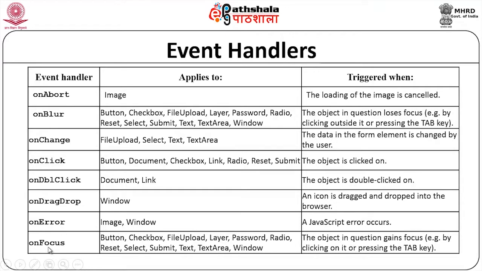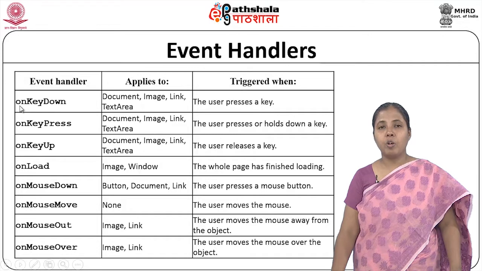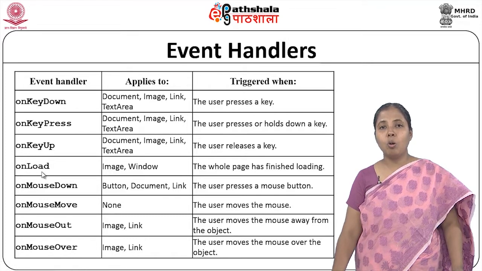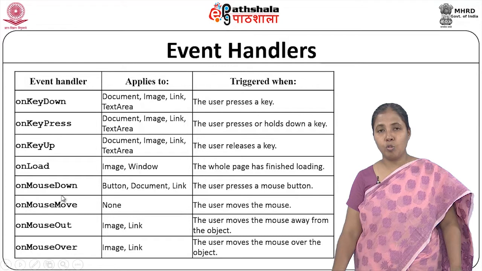The onFocus event is triggered when the object gains the focus. So when you click on it, or press a key or move the mouse over it, it gains the focus. onKeyDown is triggered when the user presses a key. onKeyPress is when the user presses and holds the key. onKeyUp is when the user releases the key. onLoad is triggered when the whole page has finished loading. onMouseDown is when the user presses the mouse button, and onMouseMove is when the user moves the mouse over the object.